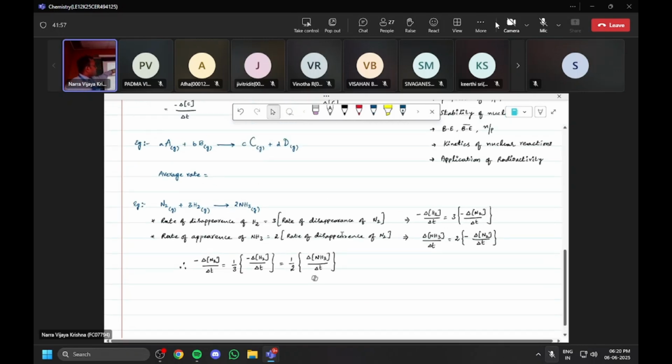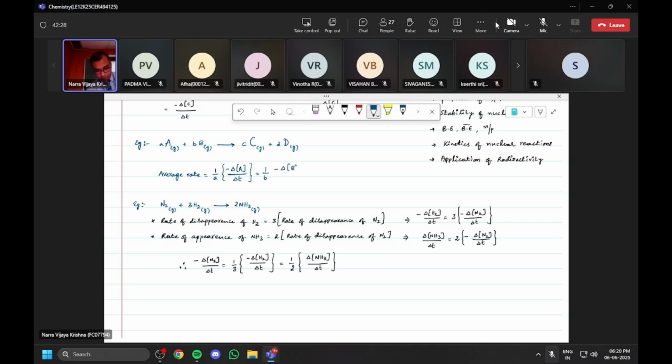Now in the same way, you tell me, for the above reaction, what do I have to write? 1 by A. Negative or positive? Reason? Reactant. So I will write minus delta A upon delta T is equal to 1 by B into minus delta B by delta T, correct, sir? Is equal to, product, so I will take it as positive. So 1 by C delta C by delta T is equal to 1 by D delta D by delta T.